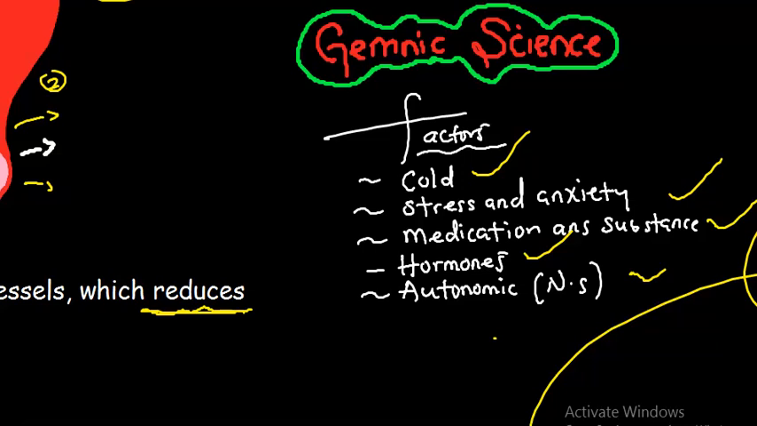We also have some medication and substances. In this case, certain drugs such as decongestants and stimulants can cause vasoconstriction. And you need to understand that some medication can also cause blood vessels to narrow. We also have hormones. Hormones like angiotensin 2 and vasopressin can also cause vasoconstriction. And the last one is the autonomic nervous system. Your nervous system can tell your blood vessels to narrow when you need to react quickly, like in an emergency.